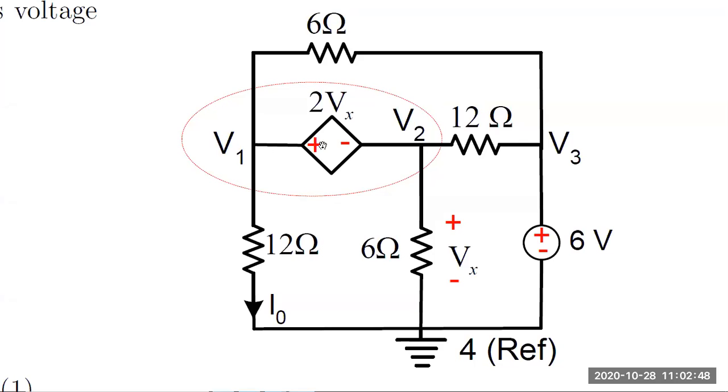And what about this one? Between V1 and V2 there is a source. How to write that equation? A dependent source is there. V1 minus V2 is equal to 2Vx. What is Vx? Vx is nothing but V2, V2 minus 0, so V2. And V3 we directly know, it is 6 volts. Only these two variables remain.